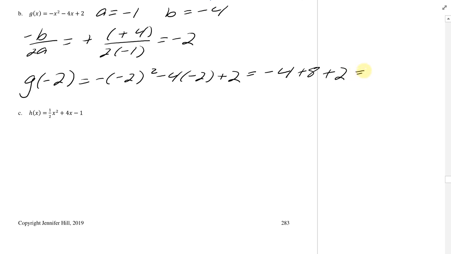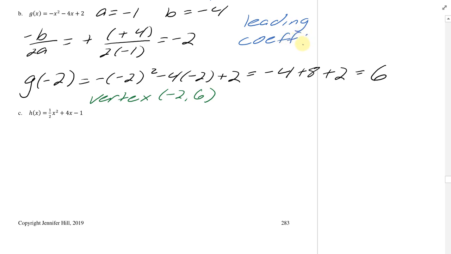And so what does this ultimately equal? This equals 6. So therefore, my vertex is the point (-2, 6), and now we have to figure out some stuff about the leading coefficient. I'll put a little note here. The leading coefficient, when I look at this expression, is whatever's attached to the x squared. This is negative. So my leading coefficient in this case is -1. Since my leading coefficient is negative, that means that this vertex will represent a maximum.